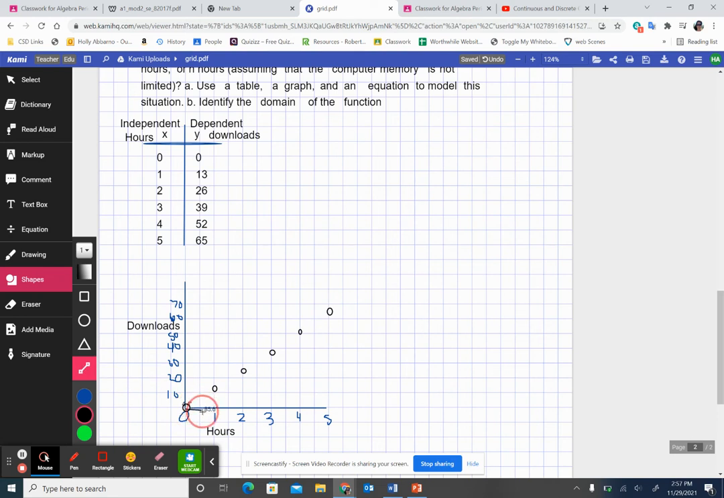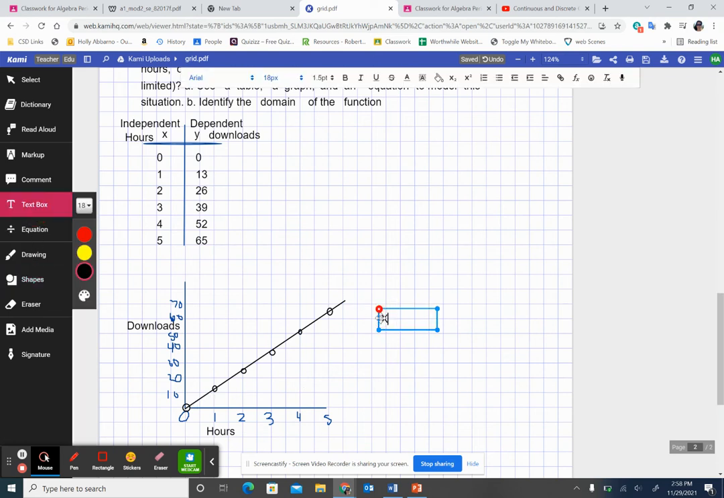So since I can have a partial of an hour and a partial of a book, this is a continuous graph. I'm going to connect it, and it's going to be linear. It is 1 for every 13. So it is a linear graph that is continuous. It is connected.